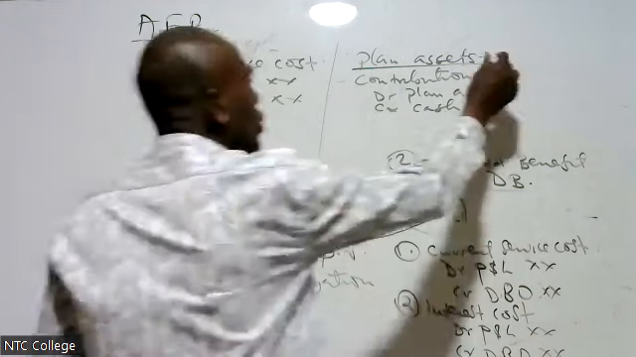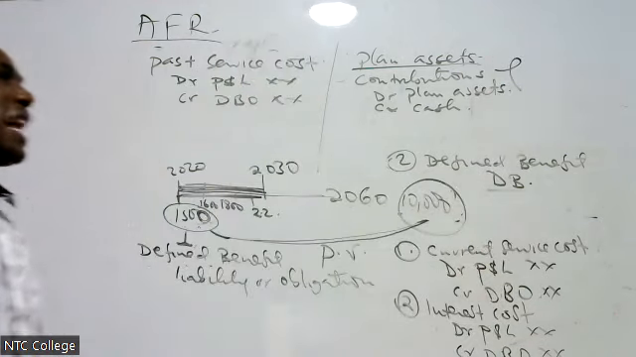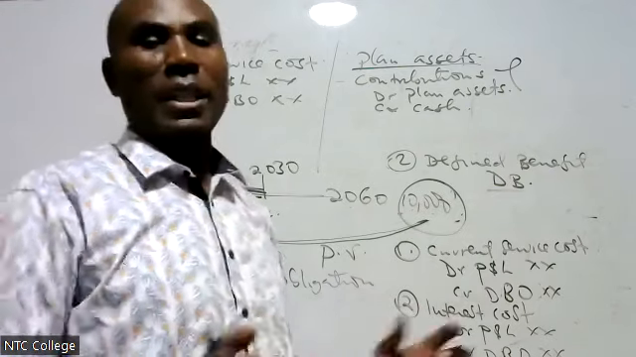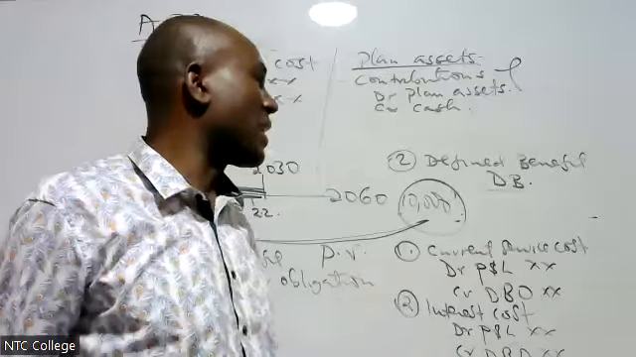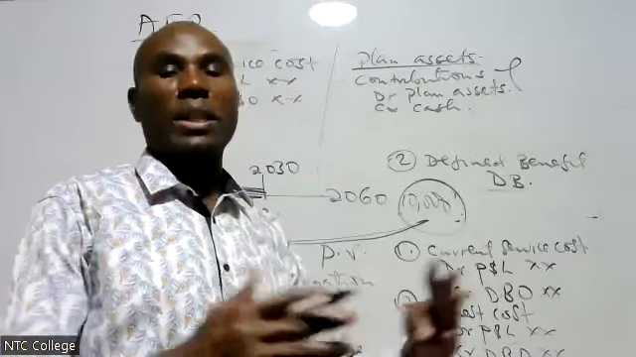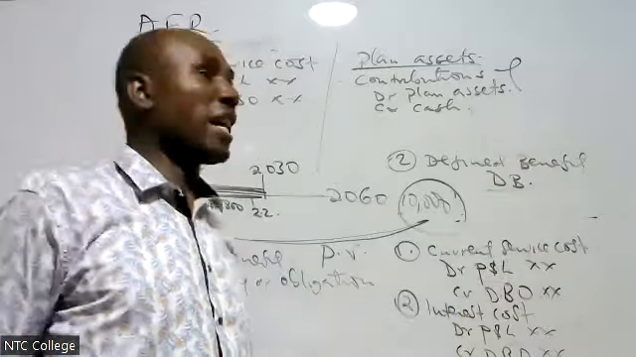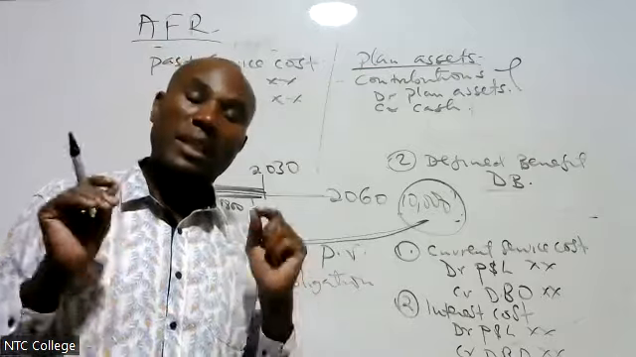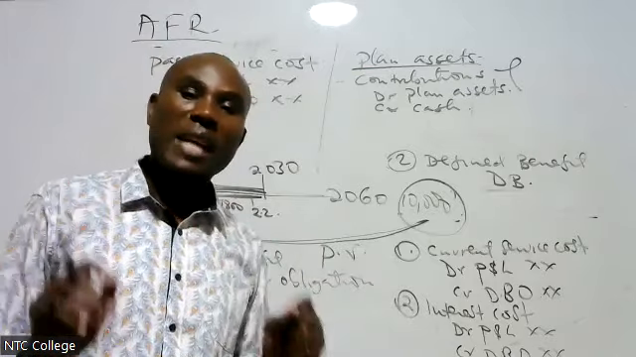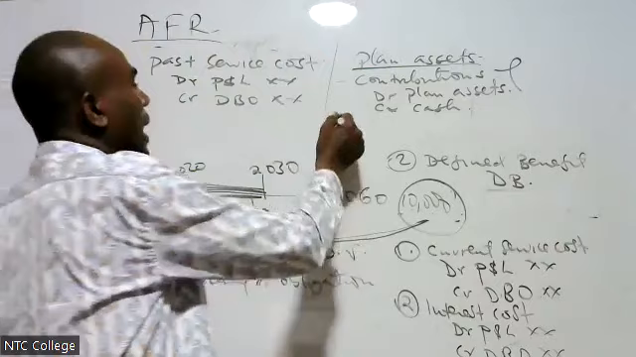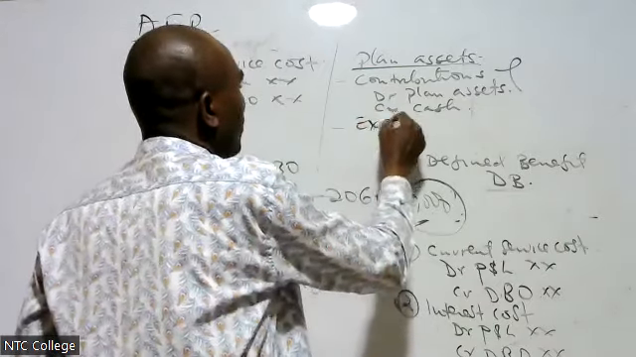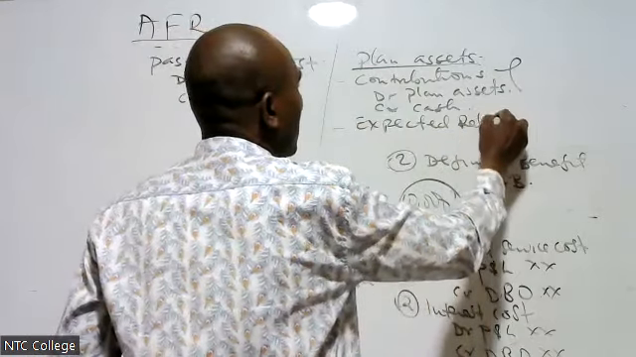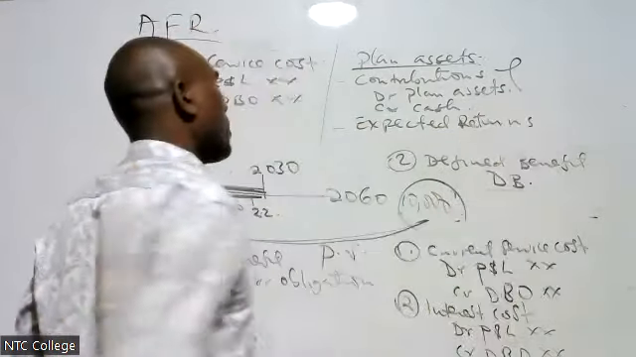Then, when this money goes to the scheme, it will be invested in the market. I already said the real estate, the corporate bonds, equity investments. We are going to invest that money. When we invest, we expect returns. What returns are we expecting? We have what we call expected returns on investment.